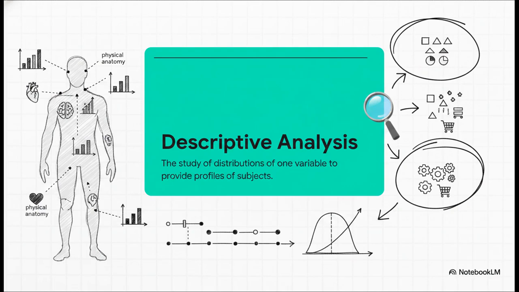We call this specific process descriptive analysis. When researchers study this, they look at it as the foundational profile, the literal physical anatomy of the subjects we're looking at. It's essentially the study of distributions of a single variable, which gives us a crystal clear profile of a group. So whether we're looking at the overall size of tech companies, the efficiency of different work groups, or the highly specific buying preferences of everyday consumers, this analysis is exactly how we build our baseline understanding.